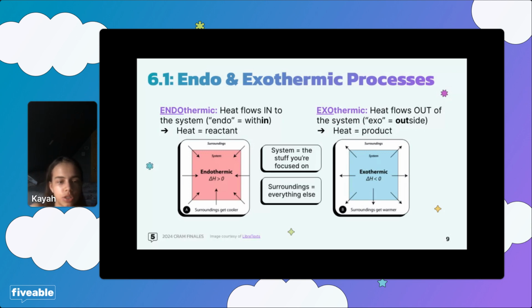So pretty much the system, right? Because those are kind of like broad terms. The system is the stuff you're focusing on. So this may be solutions, it may be precipitate, it can be anything like that.